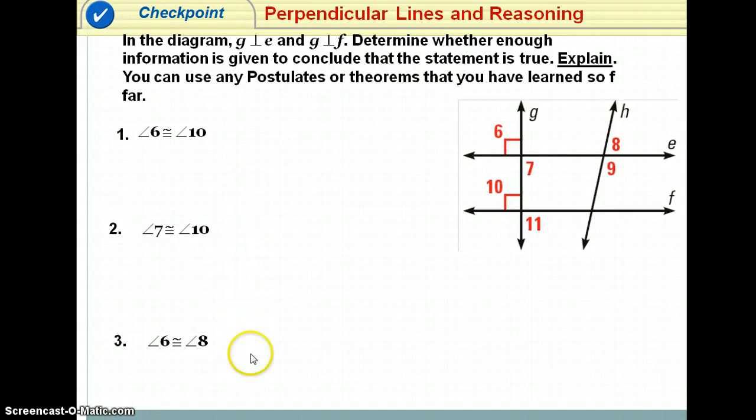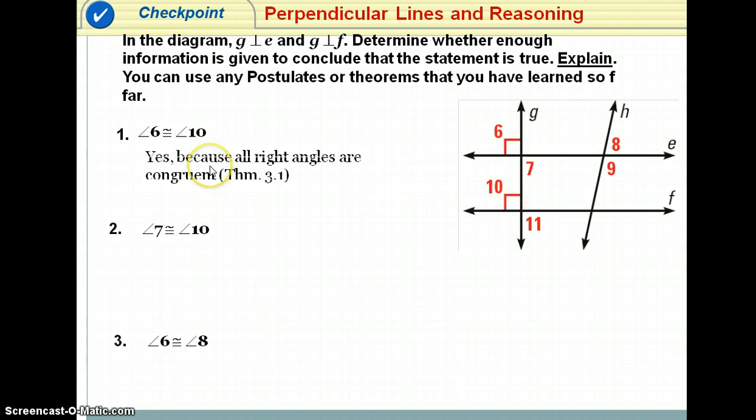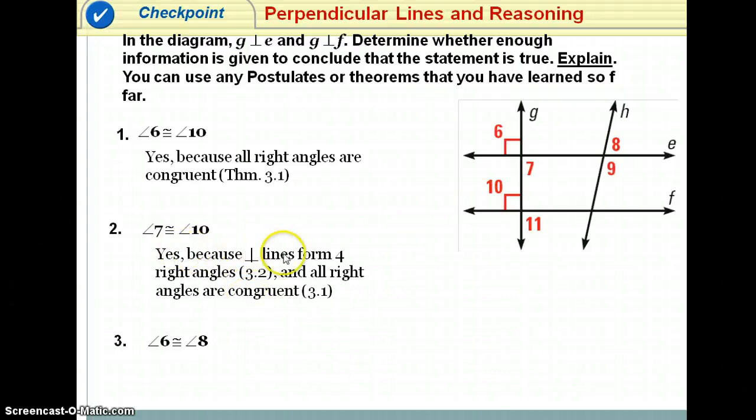Okay. So again, 6 and 10, both marked with right angles. So yes, because all right angles are congruent. 7 and 10. Well, 7 is formed at this intersection of G and E, which are perpendicular. Therefore, 7 is a right angle, and all right angles are congruent. So yes, because perpendicular lines form four right angles, and all right angles are congruent. You have to use the two of those combined together, or the transitive property of some sort.